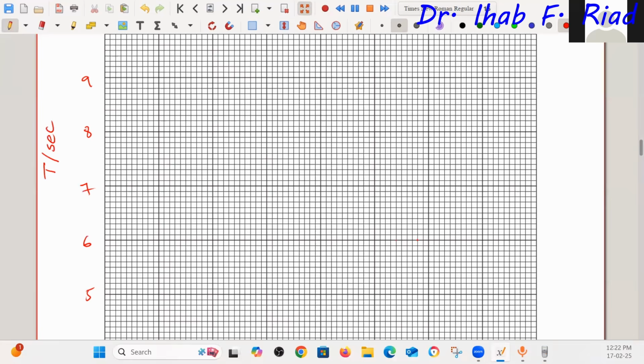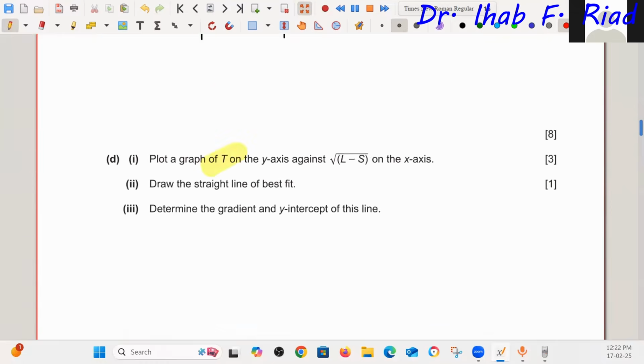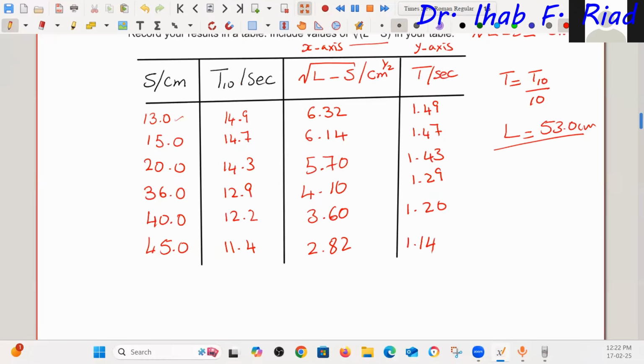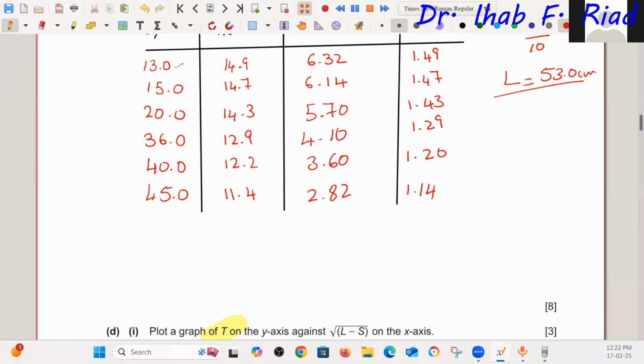Okay. Now, let us work out our way to the scale. The first question to ask yourself, okay? Now, what is the minimum here in this axis? Minimum is 2.82. What is the maximum? 6.32. 6.32.